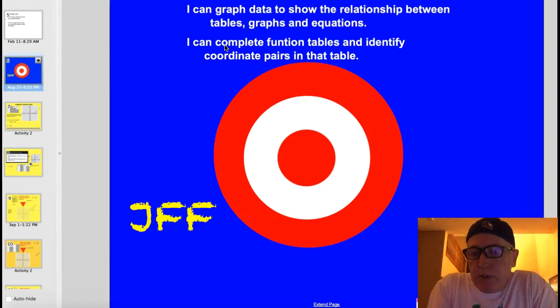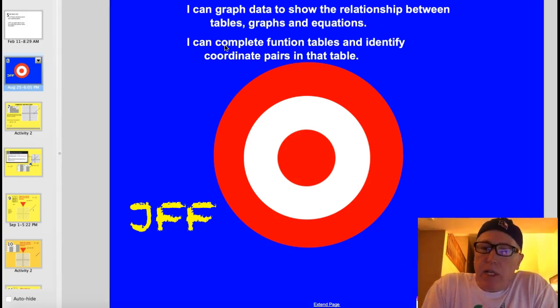Officially tonight we have two targets. They sound complicated, but they're really not that complicated. I can graph data to show the relationship between tables, graphs, and equations. I can complete function tables and identify coordinate pairs in that table. Really what we're looking at is, can you look at a set of data on a table and graph it? That's number one. And number two, do you understand how an equation, a table, and a graph work together? Do you understand the relationship between them? I think we can do that tonight.